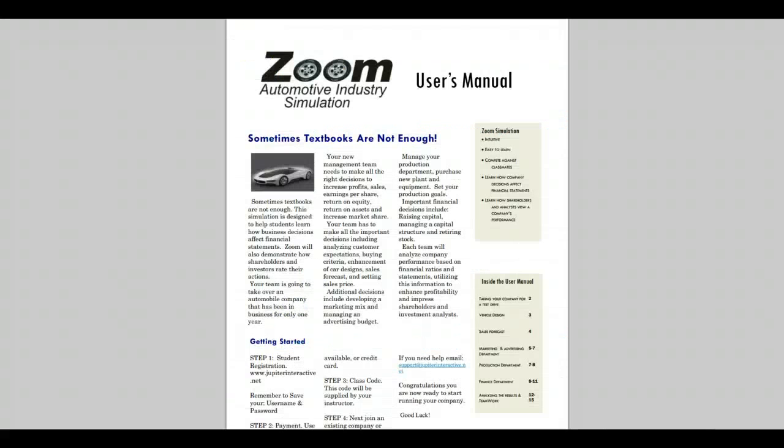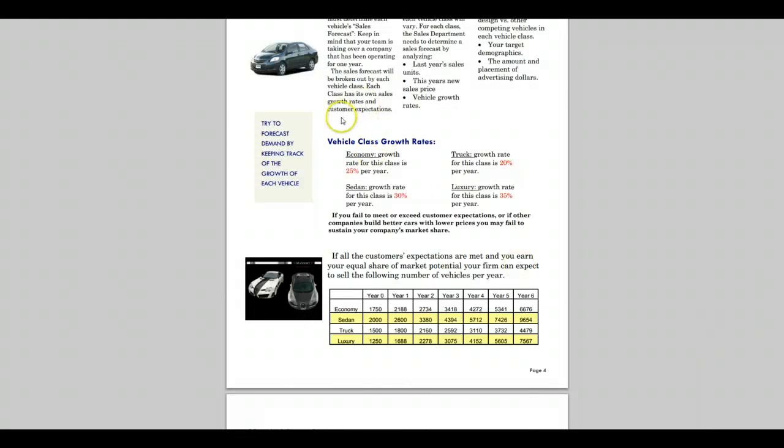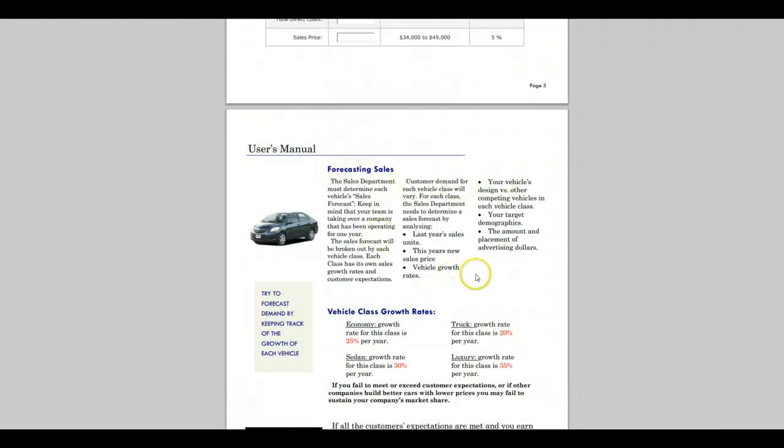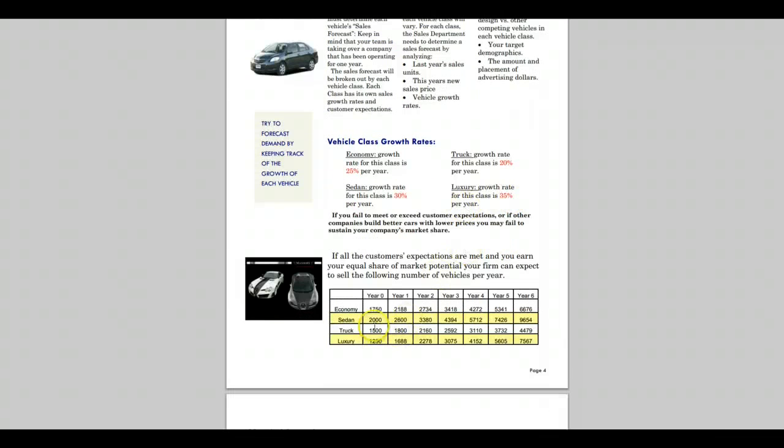This is definitely one area where I recommend looking at the user's manual. So we go down to sales forecasting, and it gives me an idea of what's going on: the growth rates per vehicle, which is very important, and the average sales each company would be expected to sell if all companies were equal in their designs and spending on advertising and strategy. So think of this as sort of a baseline. For economy class, year zero has already occurred, we're moving into year one, and this is what they expect most people to sell.